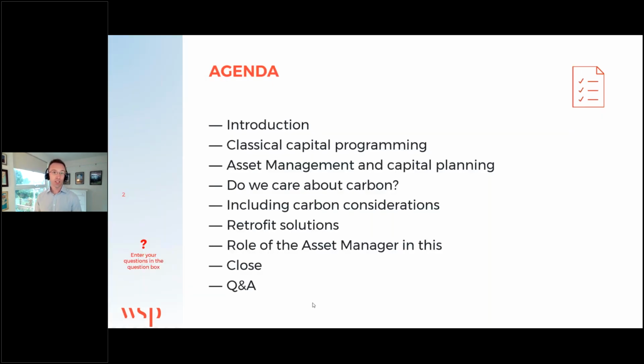So the agenda for the session this afternoon: I'll just introduce myself briefly. I will talk through classical capital programming. I'll talk about how asset management and capital planning work together. Ask about, well, do we even care about carbon and how do we include that? Move on to retrofit solutions specifically, and the role of the asset manager in all this. What can you do? And then just confirm the conclusions, highlights, and then move on to our Q&A session.